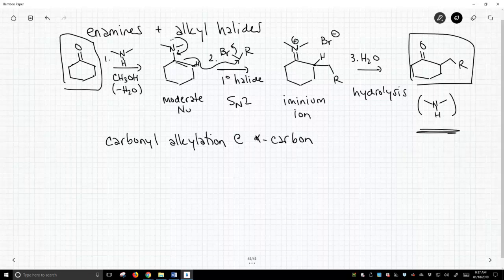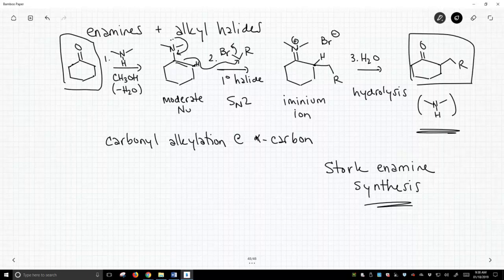And as it turns out, this reaction, when it was developed, the use of enamines to make alkylated carbonyls, it was a person named Gilbert Stork who developed this, and so this transformation was called the Stork enamine synthesis. And until people became comfortable with the chemistry of LDA, this was one of the primary ways to make alkylated ketones because they didn't have access to LDA. So really important reaction in organic chemistry.